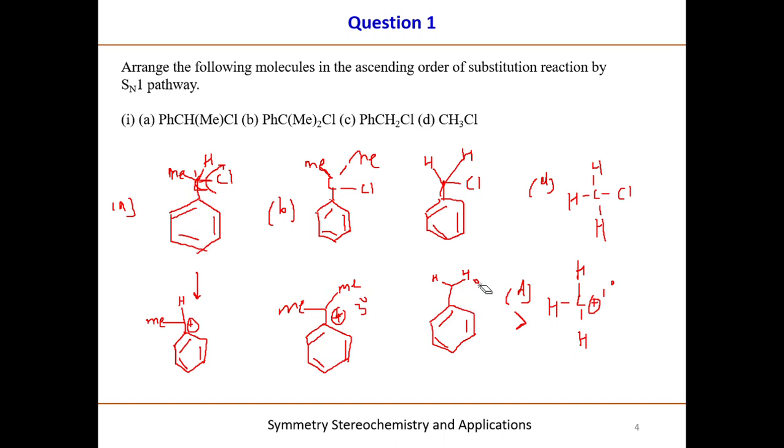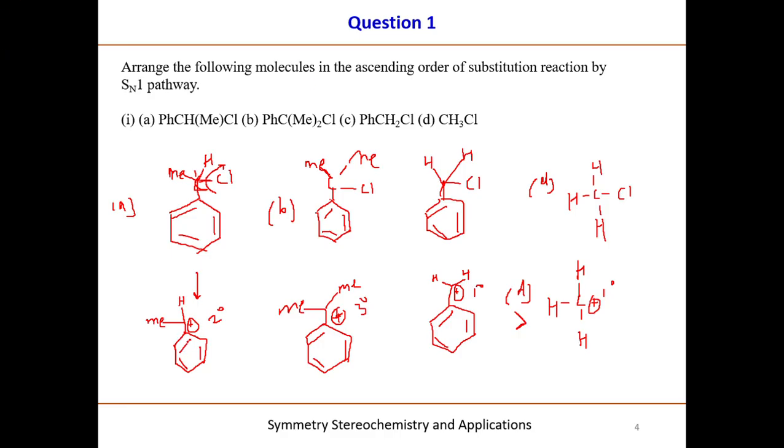Because it's present on this position, but it is a benzylic position. And when we talk about this one, this is the secondary carbocation. This is the primary carbocation. Correct? Now, here you can see that the carbocation has two groups, methyl and phenyl group.